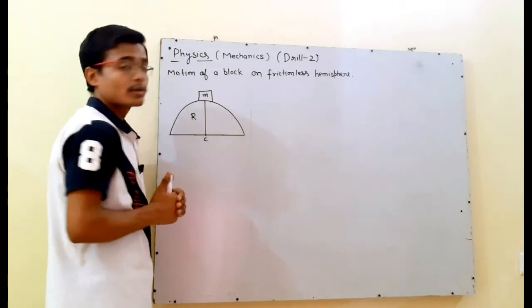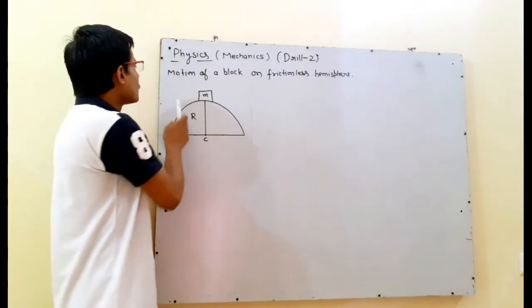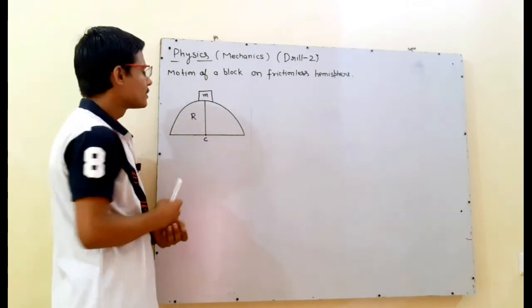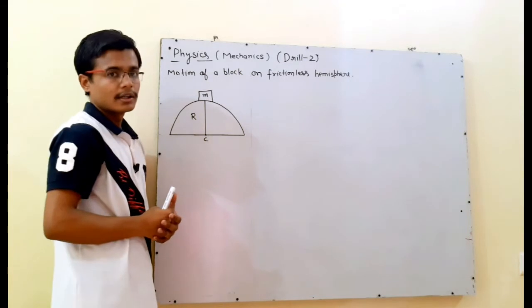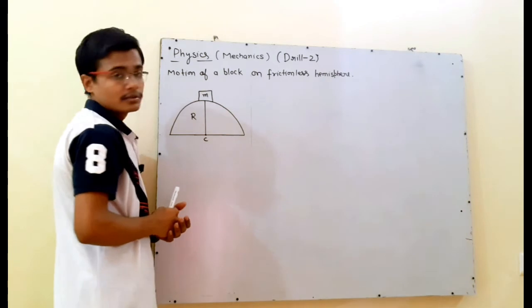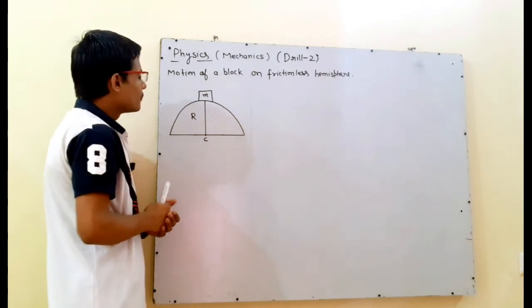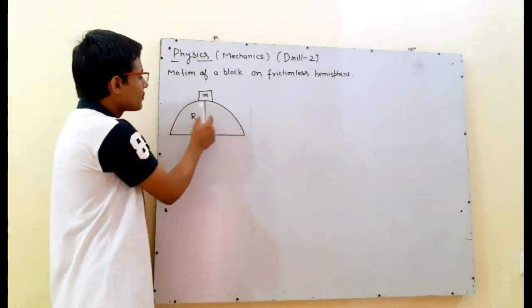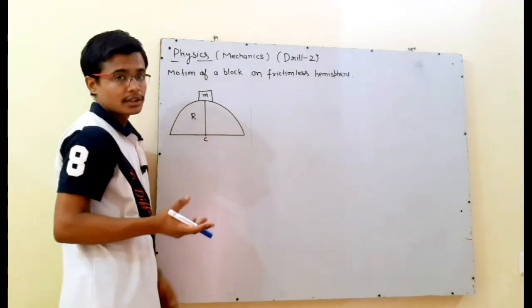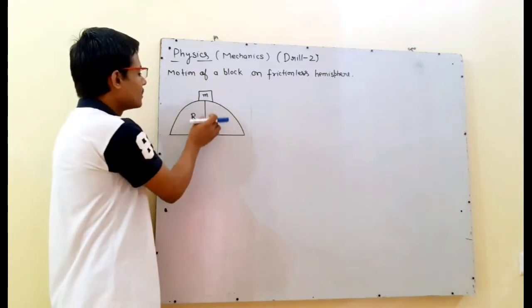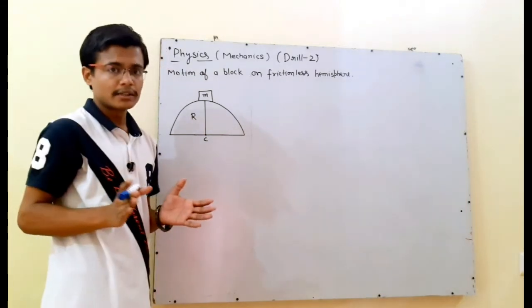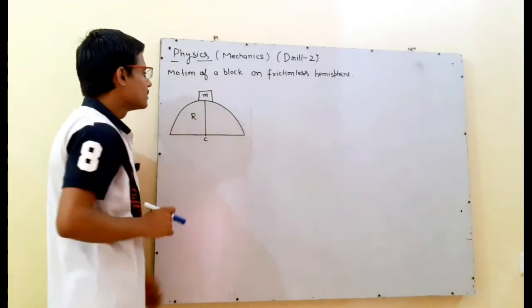So what does this problem state? Motion of a block on a frictionless hemisphere. You have a hemisphere of radius r in which your block is kept at the topmost point. As your hemisphere is frictionless, mu, the friction coefficient between the block and the hemisphere surface, will be 0. So no friction will take place in this situation.